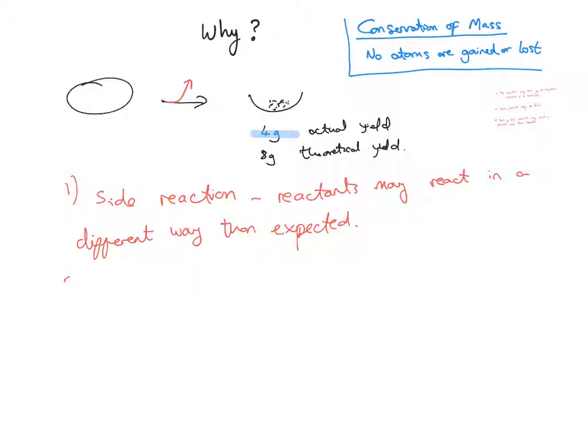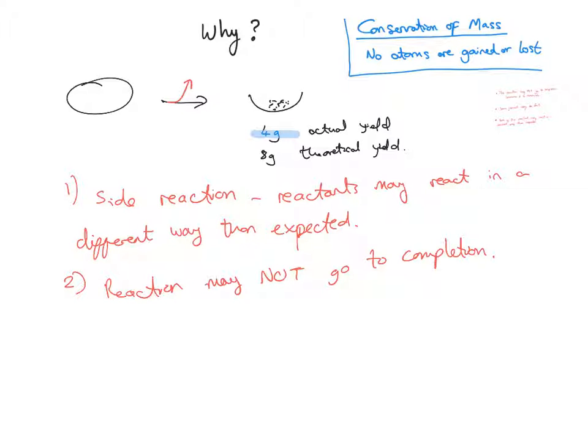The next reason we may not get 100% is that some reactions take a really, really long time. For example, the rusting of iron oxide can take years. So if you were to stop that reaction early, not all of the reactants would have turned into products. So the second reason is the reaction may not go to completion.